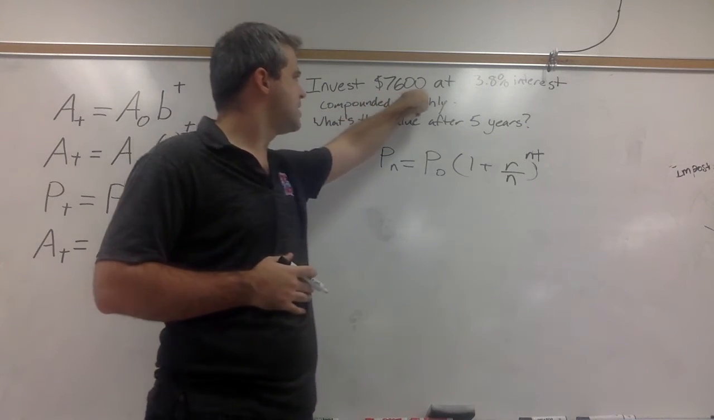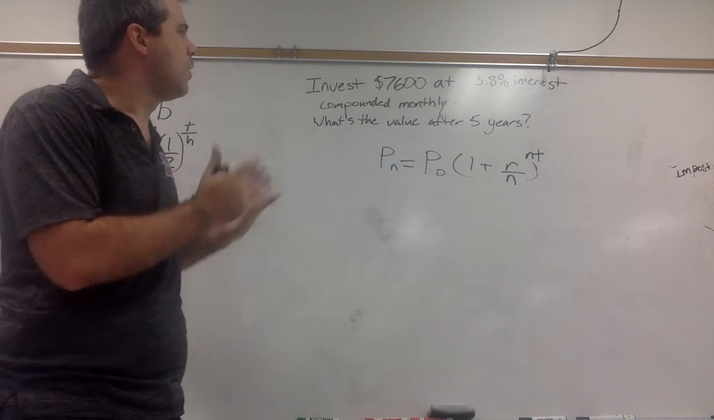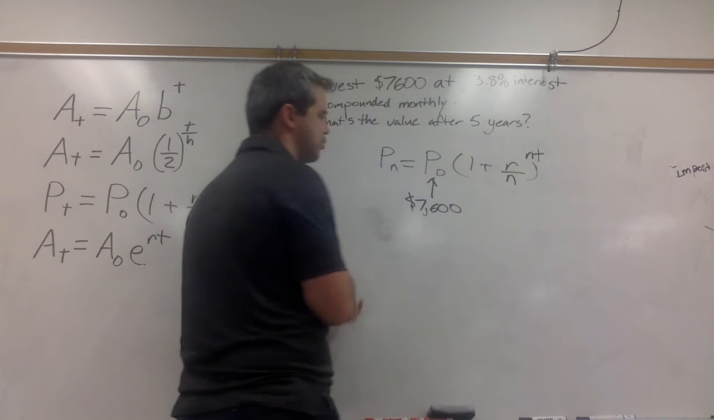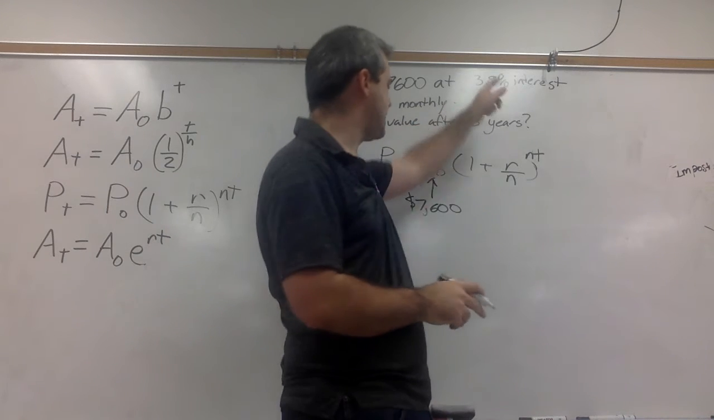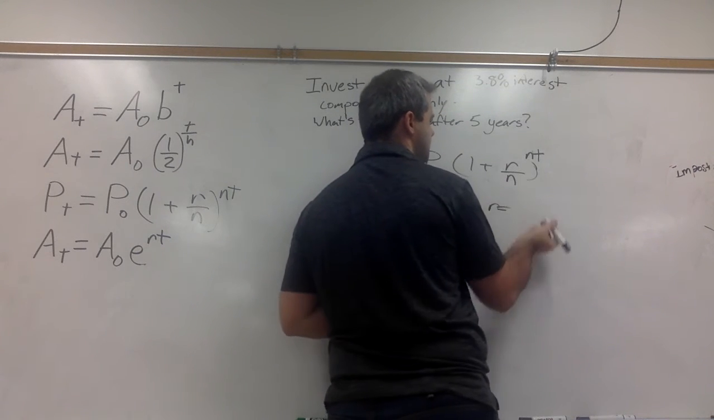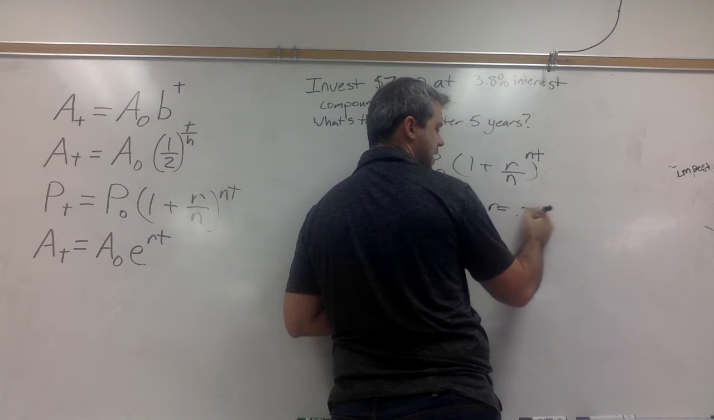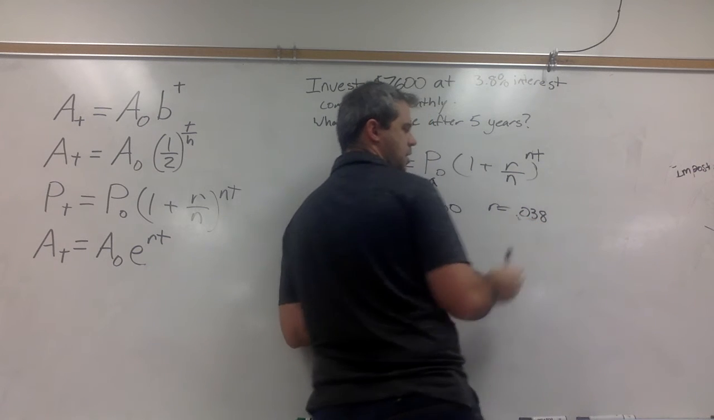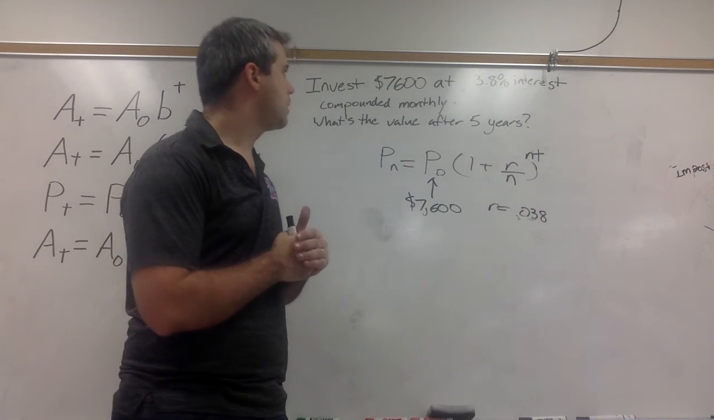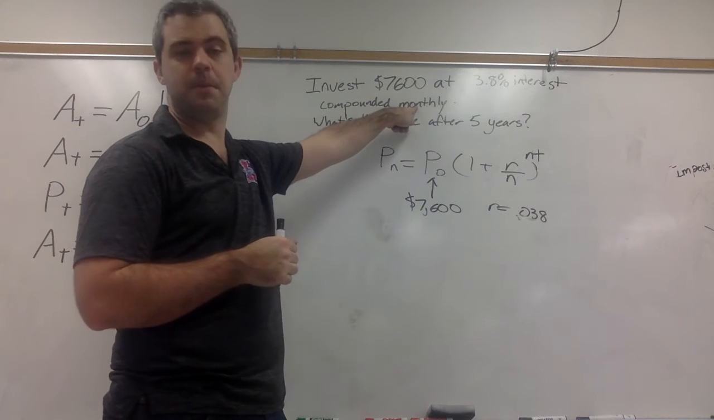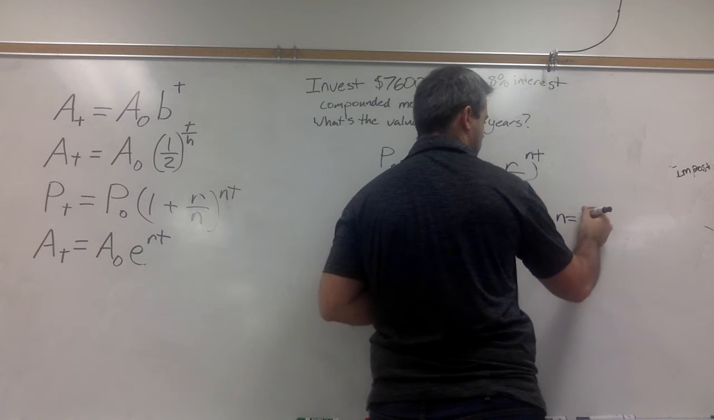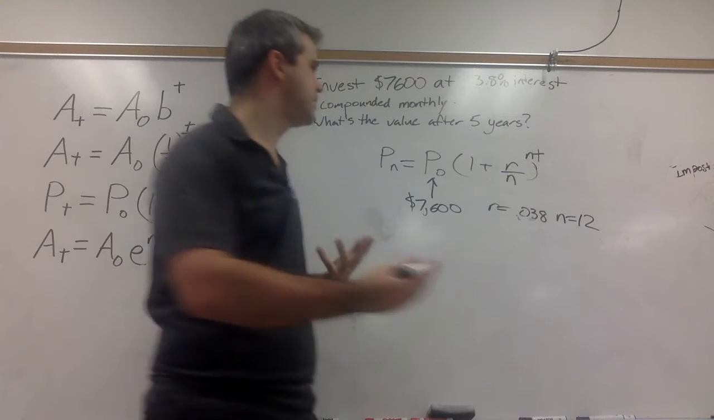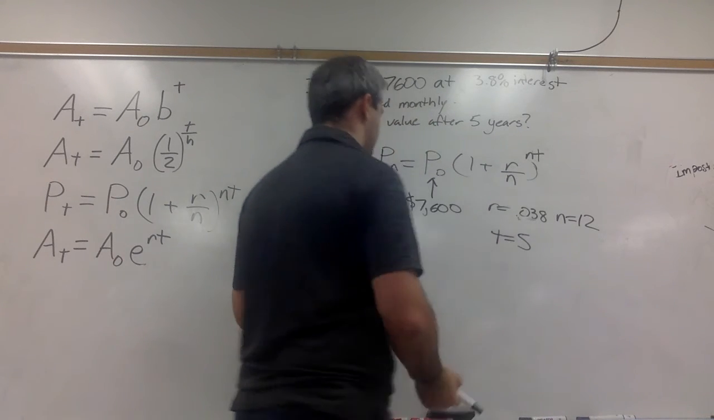So if we invest $7,600, well, that's our initial amount, or in some contexts, that's our initial principal. At 3.8% interest, okay, so R is not going to be 3.8. I've got to move my decimal over 2 times, so 0.038. Okay, it's compounded monthly, so our N is going to equal 12. And what's the value after 5 years? That's our time. So time equals 5.